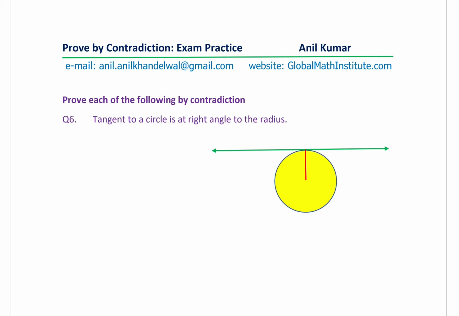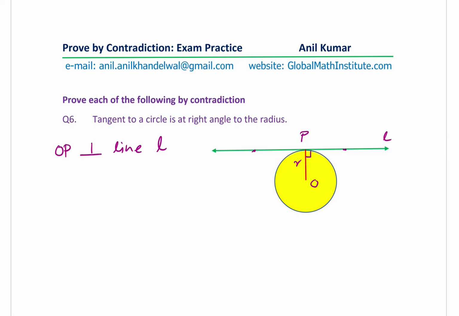Tangent to a circle is at right angle to the radius. So we have a circle, let's say O, radius R. We want to say that this is a right angle for any line L, which is tangent to a circle. Now, a couple of important things to understand in this particular case. Let's say this is the point P, so we are saying that OP is at right angles to the line L.